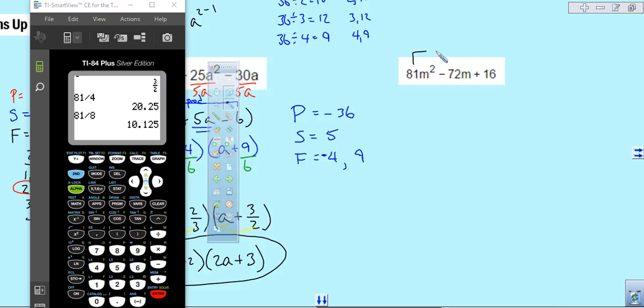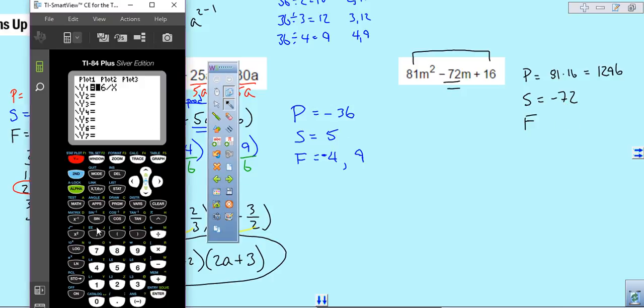So we start off, we take the first and the last, the A and the C, that gives us our product. In this case, our product would be 81 times 16, which is 1296. Let's see what else happens here. Oh, I see the shortcut on this now that I get started on it. The middle term is the sum, and that's equal to negative 72. So now I'm looking for my two numbers that multiply to give me 1296, but subtract or add to give me negative 72. So I go y equals 1296 divided by x.